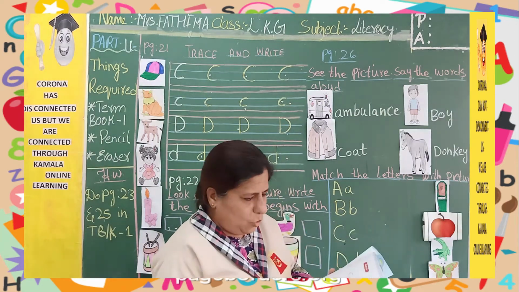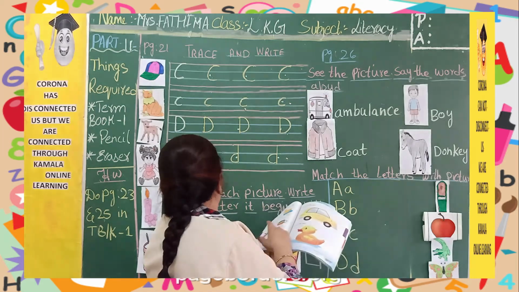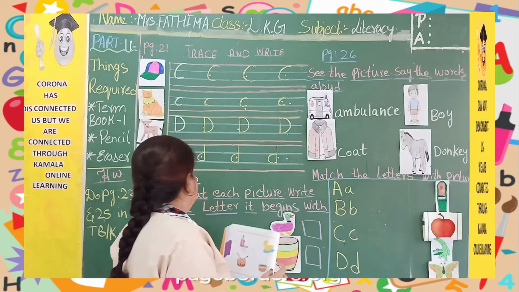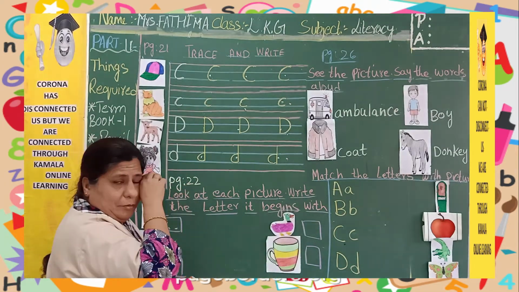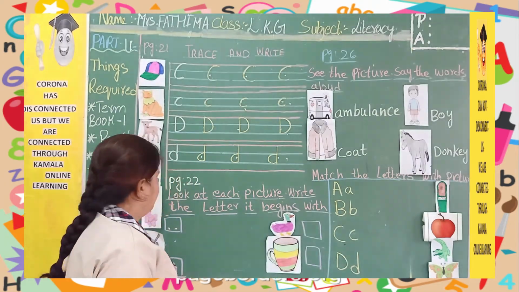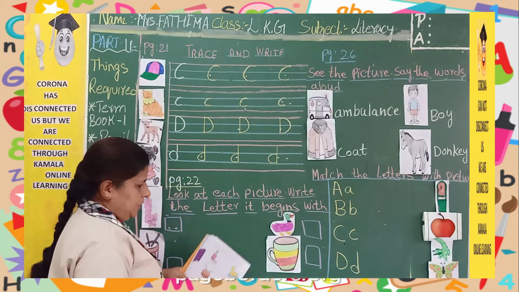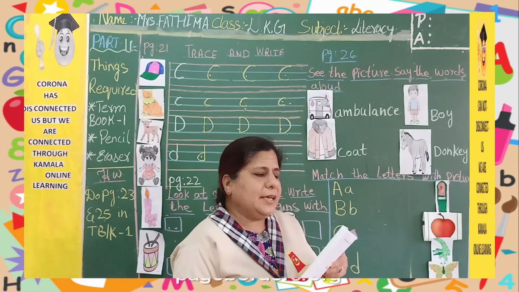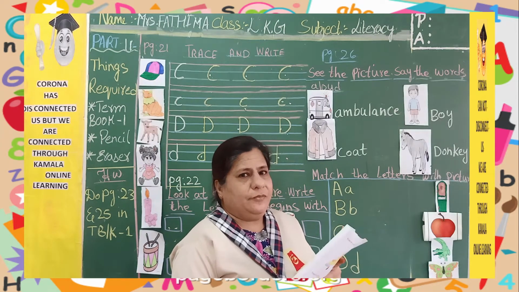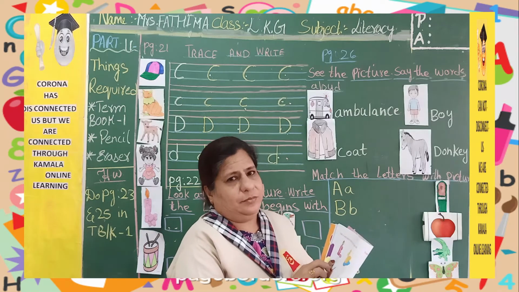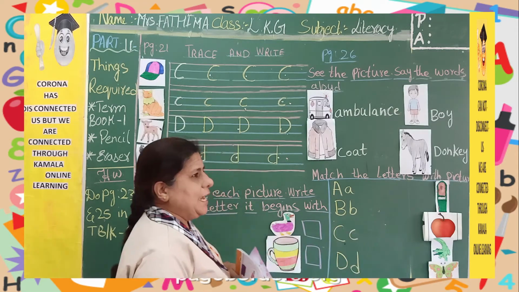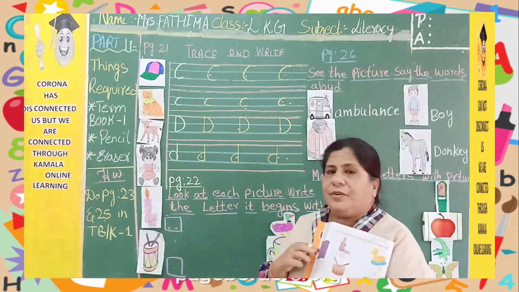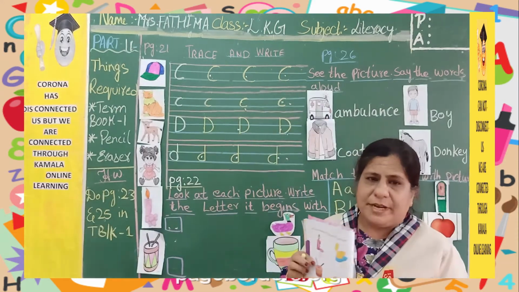Yes. Now open page number 22. See, page number 22, open. Look at each picture. Write the letter it begins with. With which letter is the picture starting? You have to write candle. Did you see the candle, children? See, this is a candle. You use a candle on your birthday.